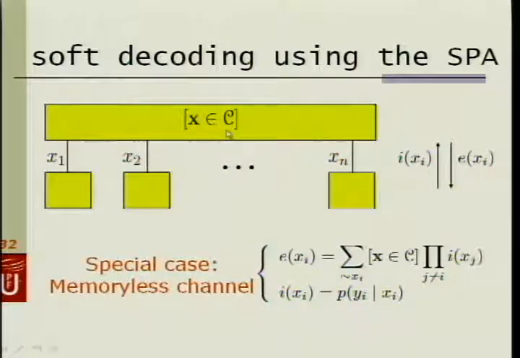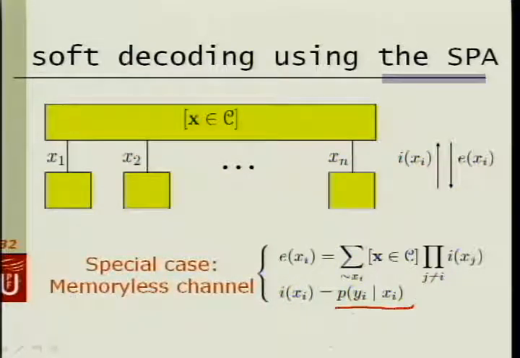Remember, every block in a vector graph represents a function, and the function here is the Iverson function of the statement x belonging to C. So this is a function taking value 1 if x is a code word, and taking value 0 if x is not a code word. And this block here represents the memoryless channel, and consequently these functional blocks represent these functions p of y sub i given x sub i.